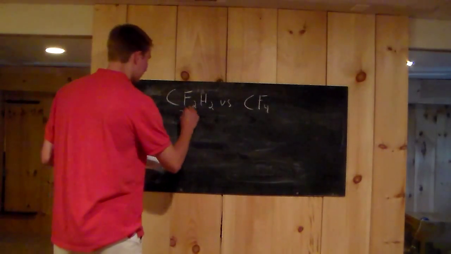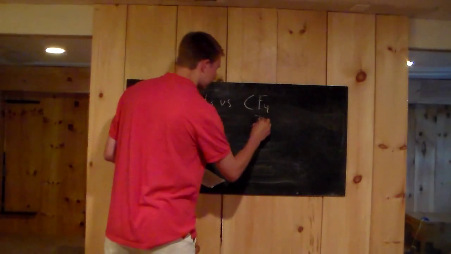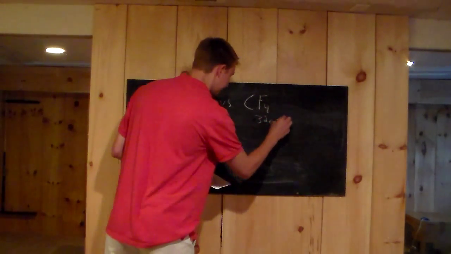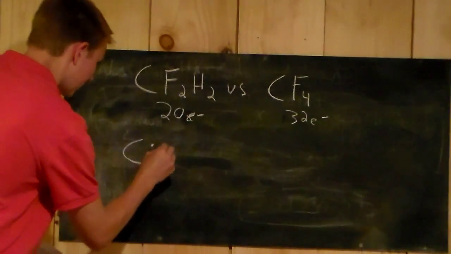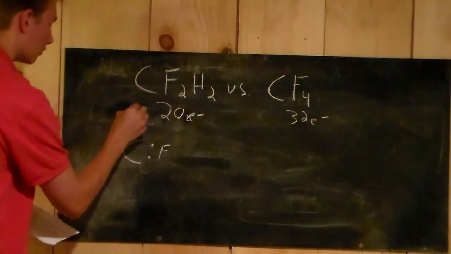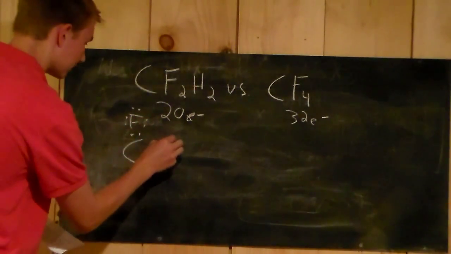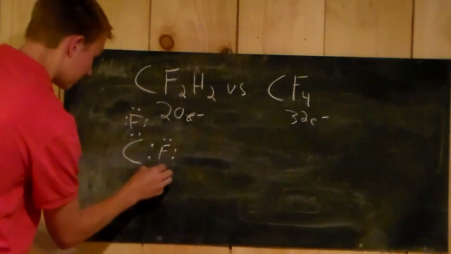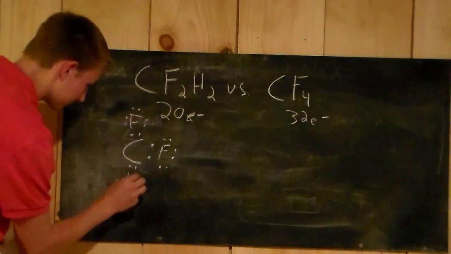So for this one, there are 20 electrons total. And this one has 32 electrons. We can now draw this out. C down to F, down to F, and then the lone electrons around both the F's. And then it's bound to the H.